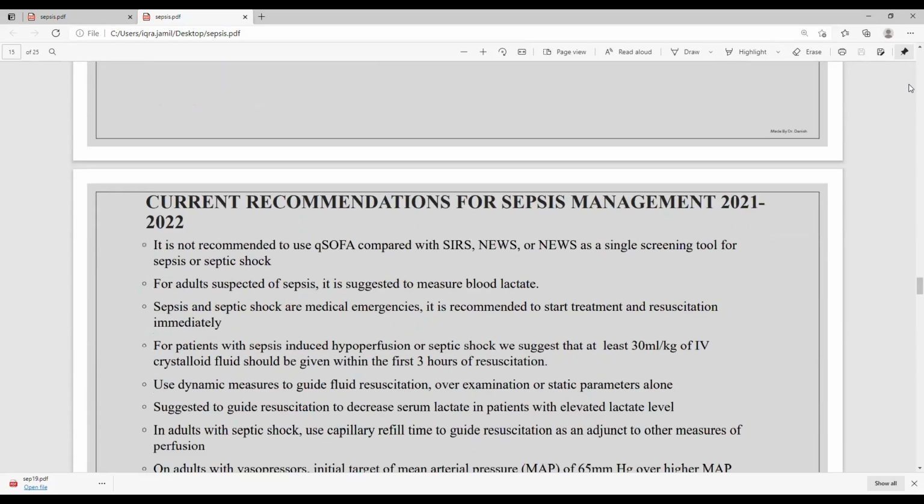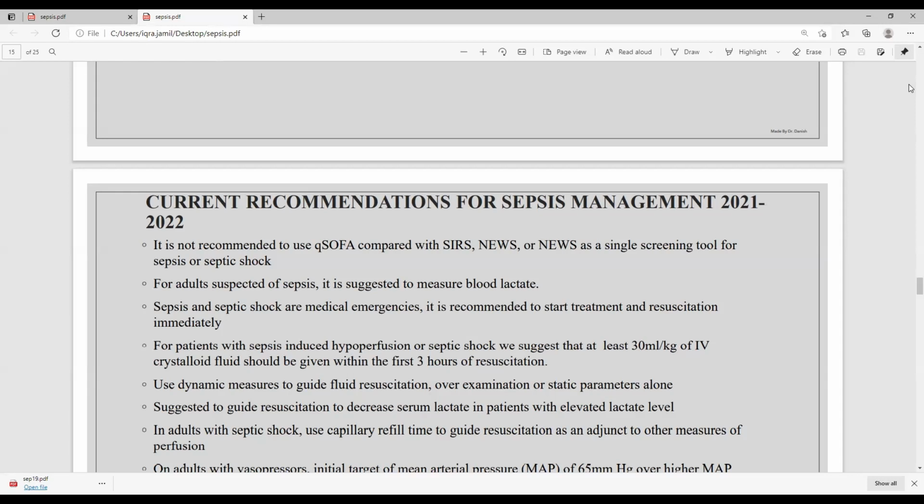Now, this is the recommendation presented by the Surviving Sepsis Campaign 2021-2022. It was published in November 2021 and reviewed in April 2022. So these recommendations are the current management for sepsis and septic shock. There are many other recommendations as well. The full article I will share in the group. Here I will discuss with you only 25 or 26.